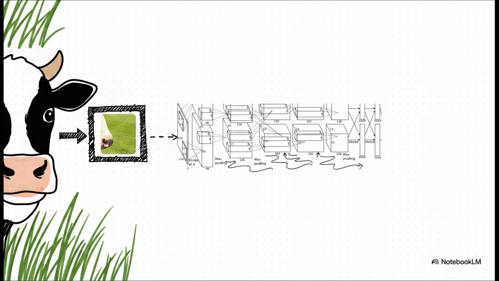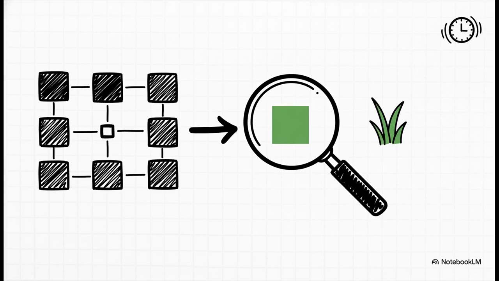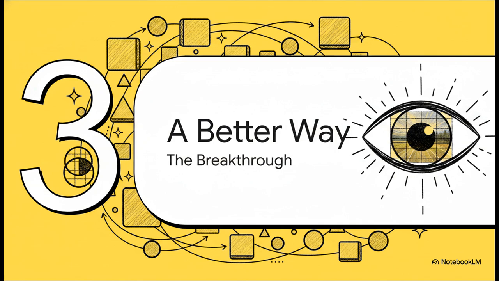Now the patch is mostly grass, but it's got a little bit of the cow's nose in it. We take this new patch and feed it into the exact same network. And, you guessed it, the network looks at this new context and classifies the center pixel as grass. I'm sure you can already see the problem here. Can you imagine repeating this process for every single pixel on a high-res photo? It would take forever. It's just not practical.